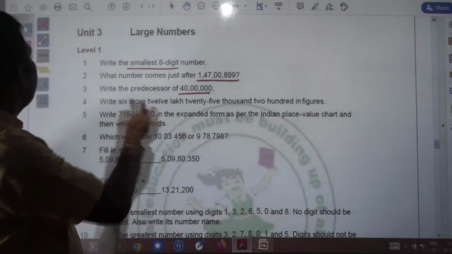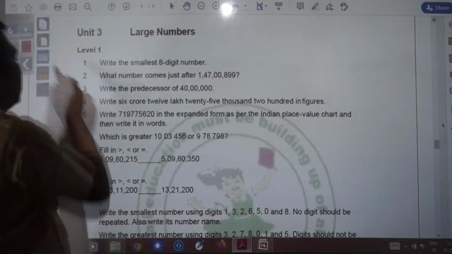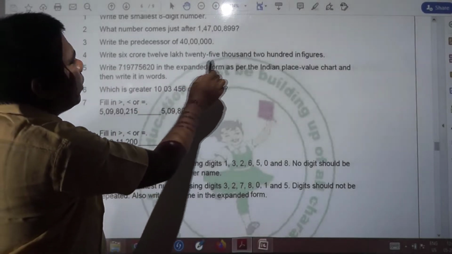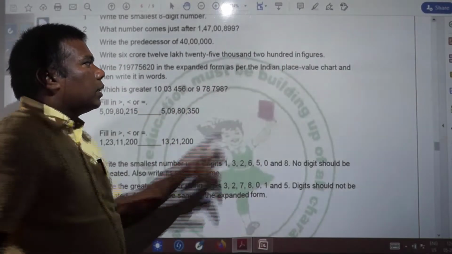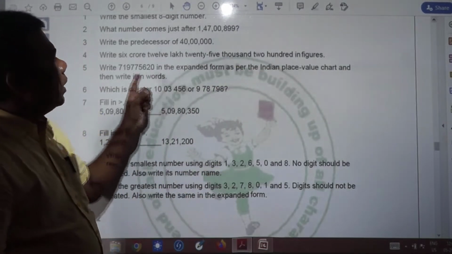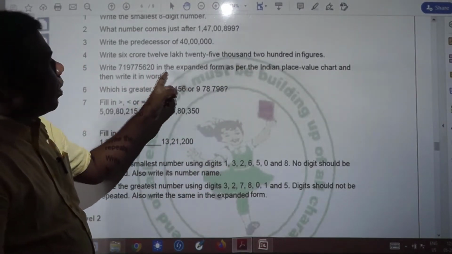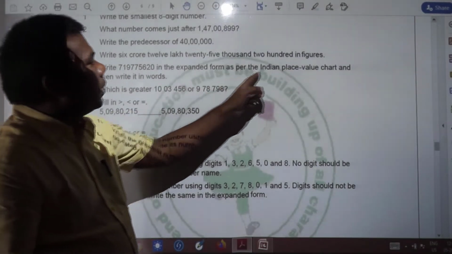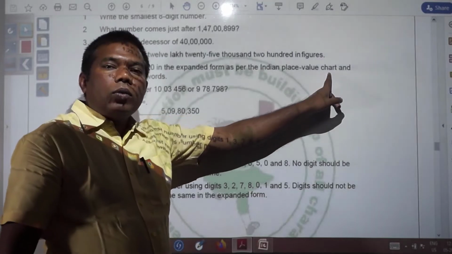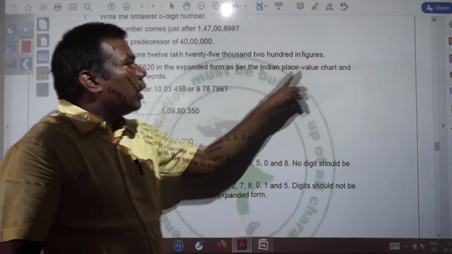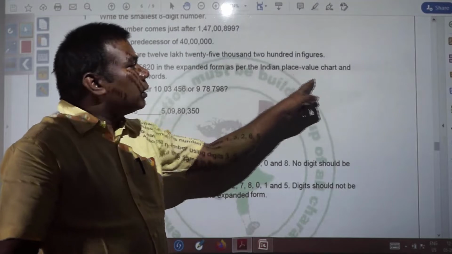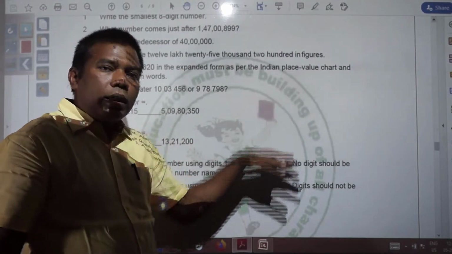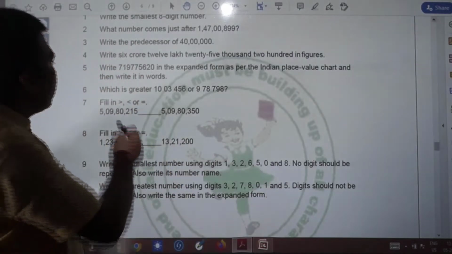And then, suppose you have to write 6 crore 12 lakh 25,200 in figures. How is it to be written in figures? Then how is it to be written in expanded form? See, write this number in expanded form as per the Indian place value chart. If you don't understand the Indian place value chart, you will not be able to understand this. You already did it in class 4, if you remember, so that can be done. Otherwise, now also I am going to discuss it.